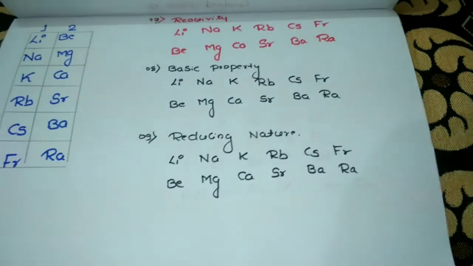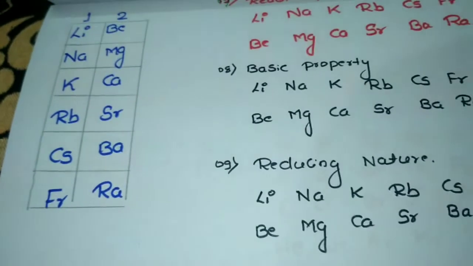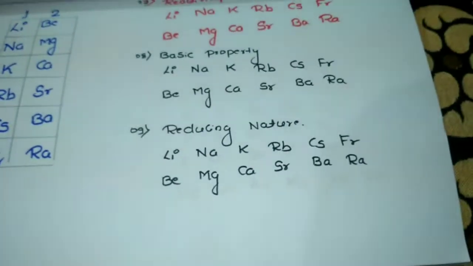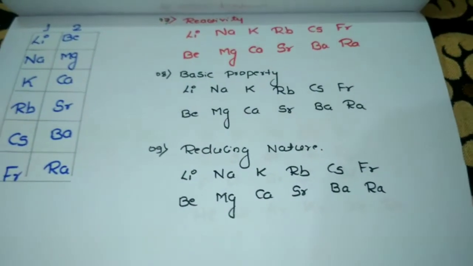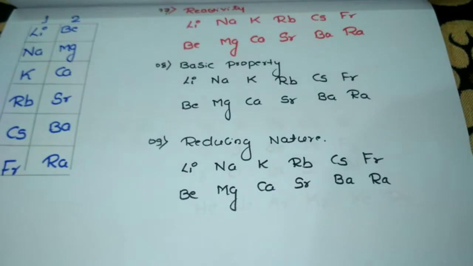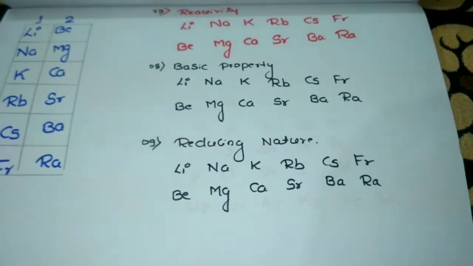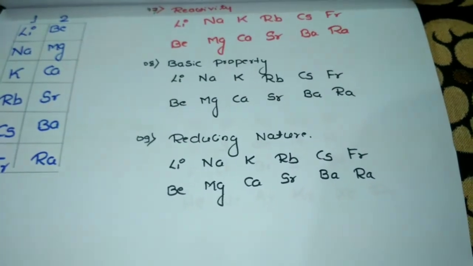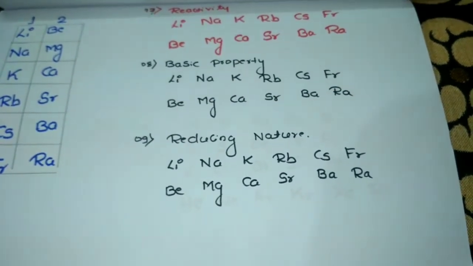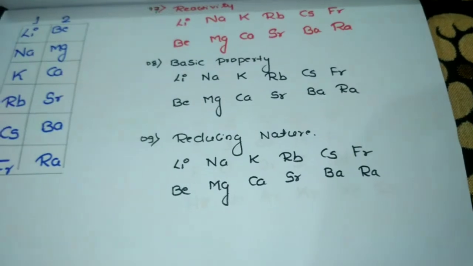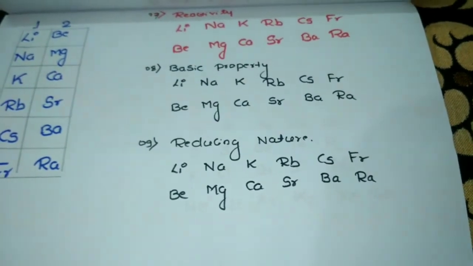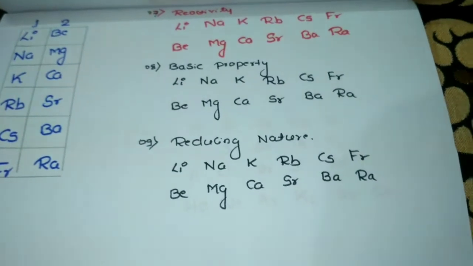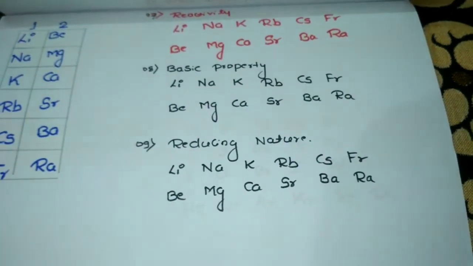Here you could see these are the group 1 and group 2 elements, which we call S block elements. We were discussing the trends as we go down the group, what happens. First, reactivity, which is chemical reactivity. The S block elements are metallic in nature and chemically highly reactive compared to other elements. The reactivity is because of their size.